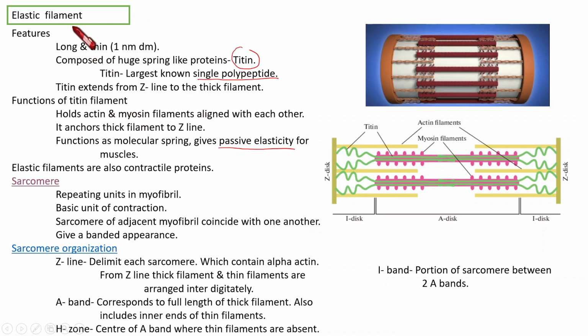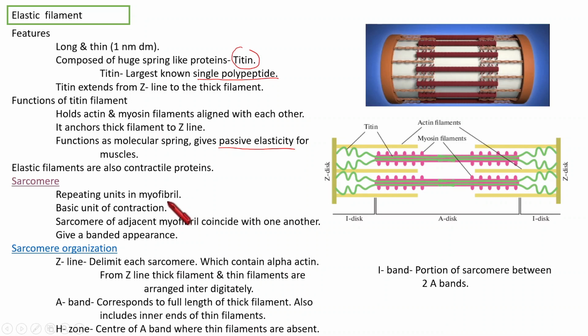Considering the case of the elastic filament, we need to understand that this filament is also a contractile protein. Contractile proteins means those proteins that help in contraction of muscles. Two other contractile proteins are actin and myosin. Next, a very important point that we are going to see is the sarcomere. What is a sarcomere? Sarcomere is the repeating unit in a myofibril.